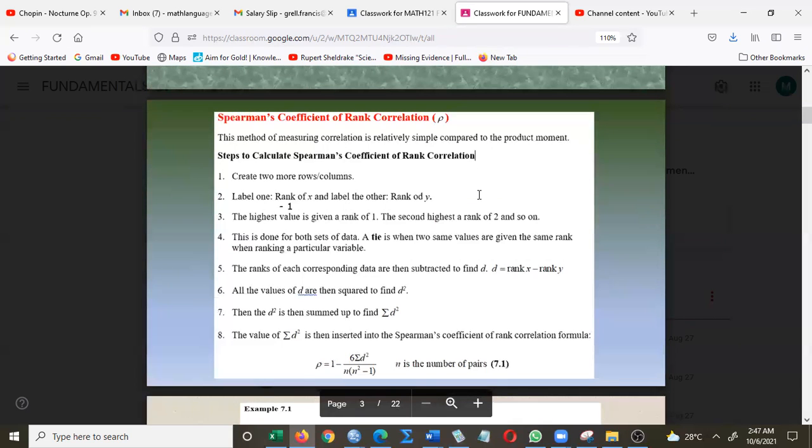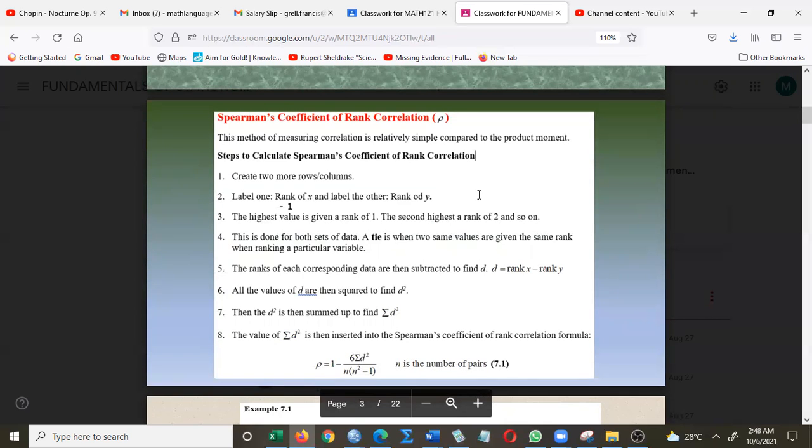Steps to calculate Spearman's coefficient of rank correlation: create two more columns. You'll have two columns already, X and Y, but then you have to create two more, which are called rank of X and rank of Y. And how do you rank? The highest value gets a rank of 1, and the second highest a rank of 2, and so on. This is done for both sets of data. A tie is when two same values are given the same rank when ranking a particular variable.